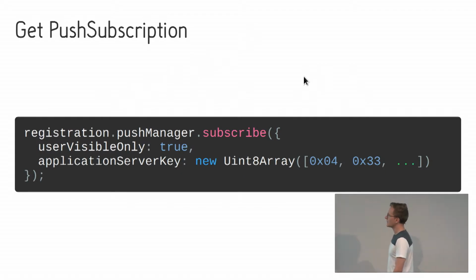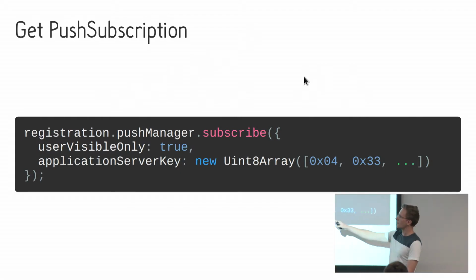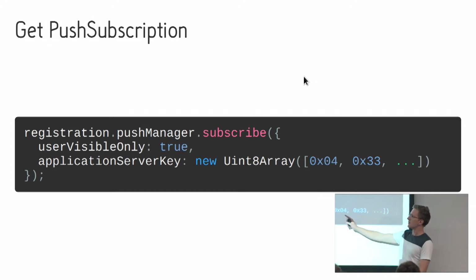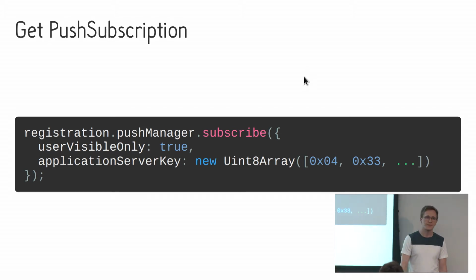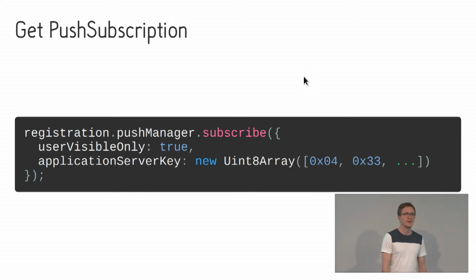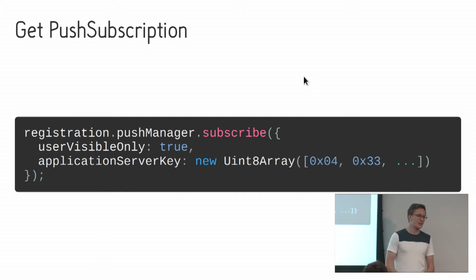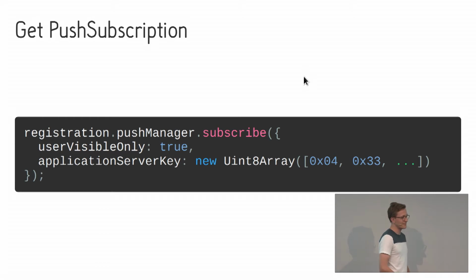Well, the way we get it is we use this method on our service worker registration that we just got, and we call pushManager.subscribe. And it takes two values. The first one, userVisibleOnly, equals true. It doesn't matter whether you want to change it, whether you want to include it or not. You have to include it, and it has to be true. If you set it to false, you will not be able to subscribe the user.